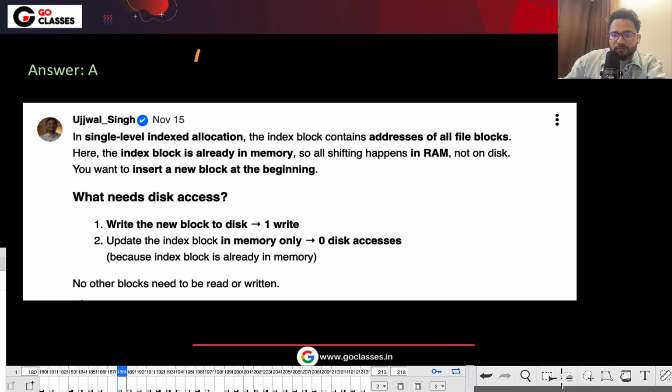So just a second. Okay. So see, you just have to write it and update the index block in the memory only. So zero disk access will be needed. Understood?